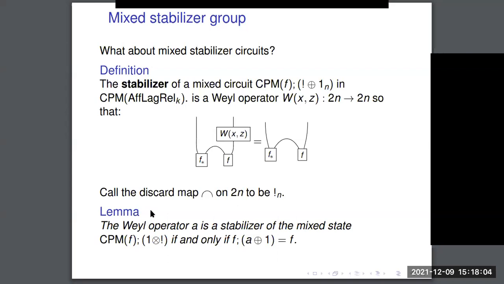Yeah, the Weil operator is a stabilizer of the mixed state of this form if and only if... so okay, A is a stabilizer of the mixed state here if and only if we can decompose... sorry, I've made a typo. This should be f followed by 1 tensor A is equal to f. So the idea is that we now get a stabilizer of f instead of just this mixed state, but on the wire that is being traced out, we can just put the identity in there.